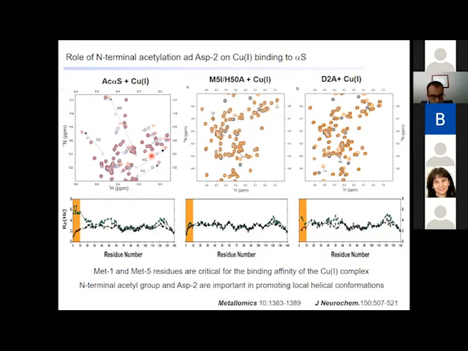So it means that methionine at position 1 and position 5 are key factors for determining the affinity of binding of copper-1 to alpha-synuclein, whereas the acetylation and the aspartic acid at position 2 are key for stabilization of the alpha helical conformation triggered by copper-1. Added to that, I have to say that this triggering, this conformational change that occurs after copper binding, only occurs in the acetylated form of alpha-synuclein. It does not take place when the protein is not acetylated at the N-terminus.